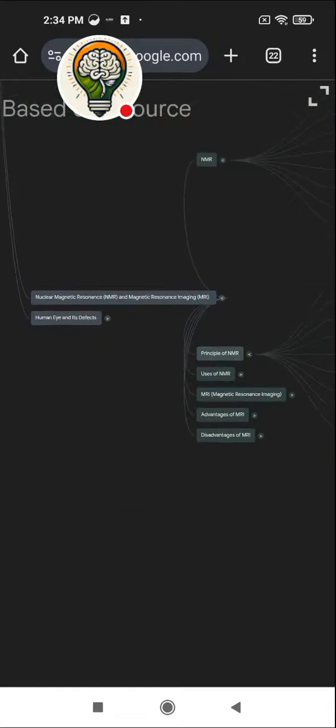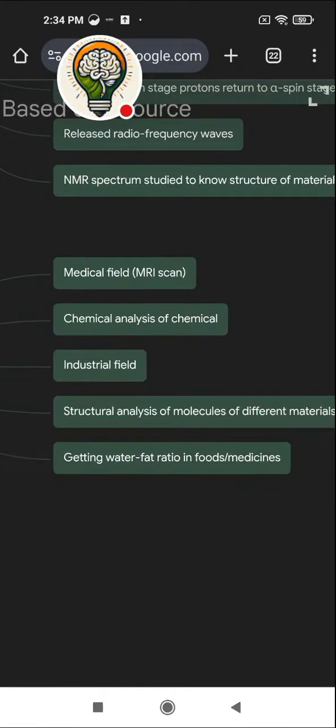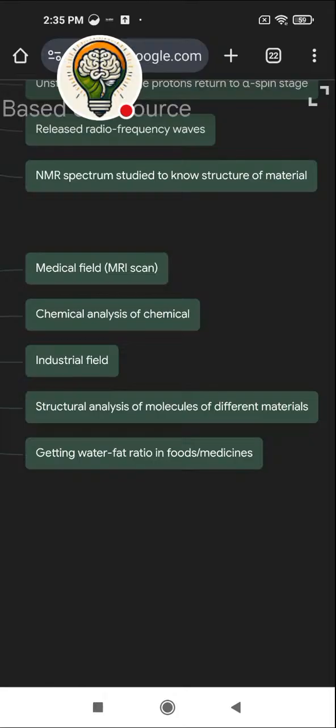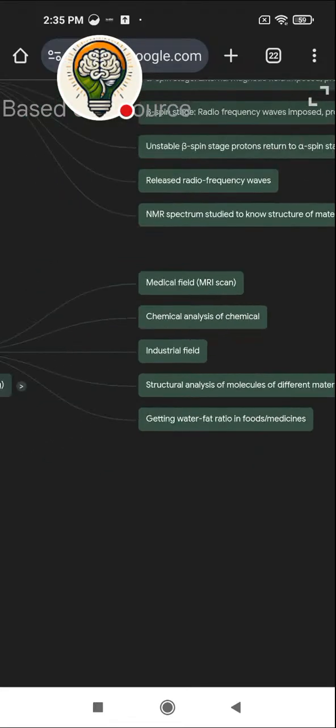Then the uses of NMR: MRI scan in the medical field, chemical analysis in the chemical industrial field, structural analysis of nuclei and different materials, and getting the water fat ratio from food and bodies.